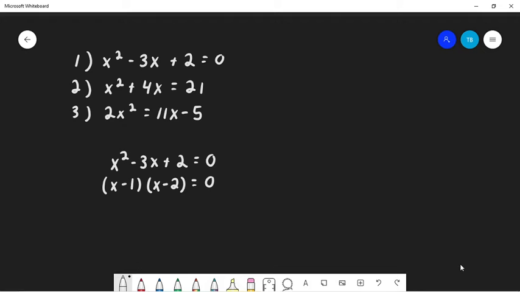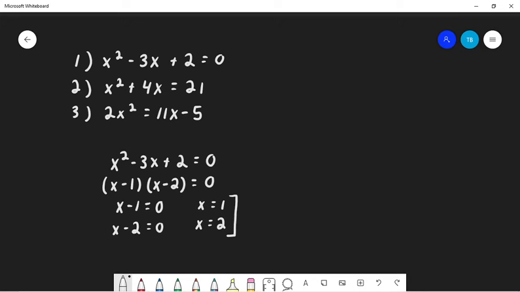So what I can do here is set each of the factors, each of the binomials that is, equal to 0. So x minus 1 could be 0, and x minus 2 could be 0. And then I just solve for x in each of these equations. So if x minus 1 is 0, then x is equal to 1. And if x minus 2 is 0, then x is equal to 2. And that's all there is to it. So these would be the solutions to the quadratic equation in number 1.